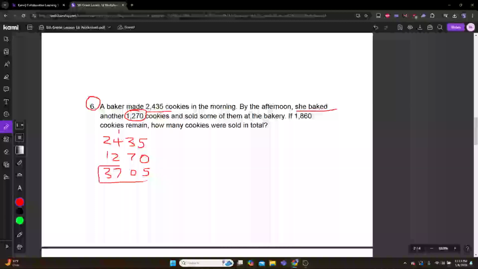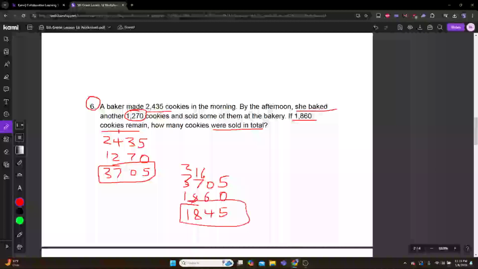So we have 3,705 right now, but the question is asking how many were sold. So 1,860 cookies remained after they were sold. So to find the difference between them, we would subtract them. So we know that after we subtracted them, we got 1,845, which is the amount of cookies that were sold.